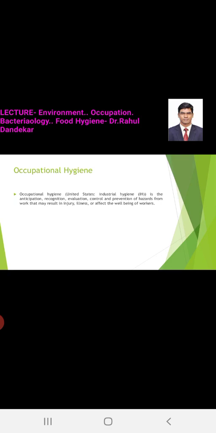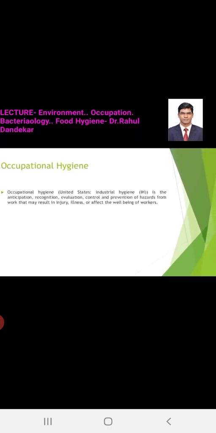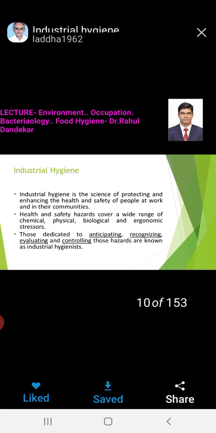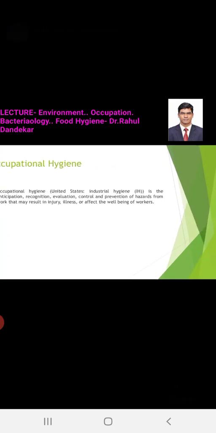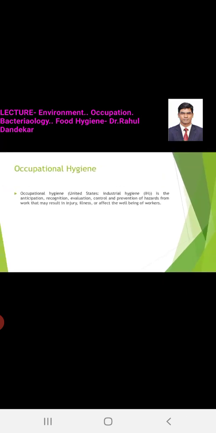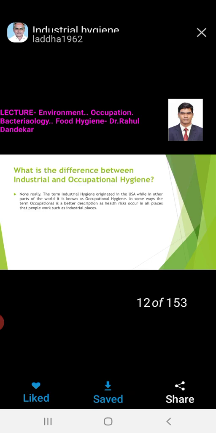Okay, now occupational hygiene. Occupational hygiene, or industrial hygiene in the United States, is the anticipation, recognition, evaluation, control, and prevention of hazards from work that may result in injury, illness, or affect the well-being of workers. Industrial hygiene and occupational hygiene are the same, but industrial hygiene is the science and occupational hygiene is the actual work.